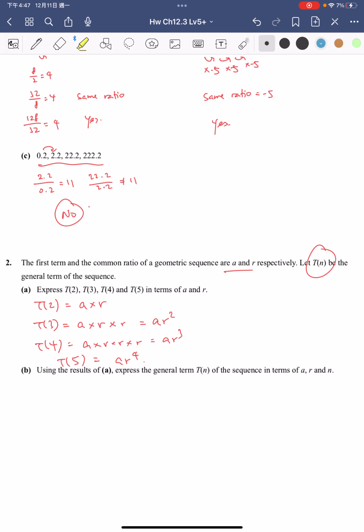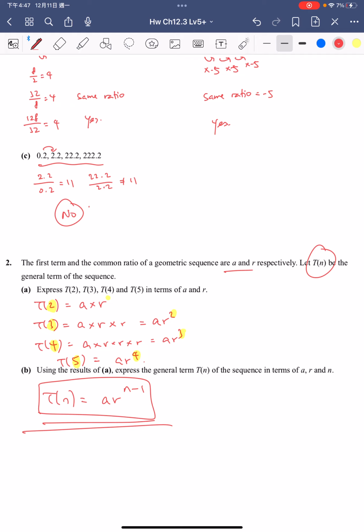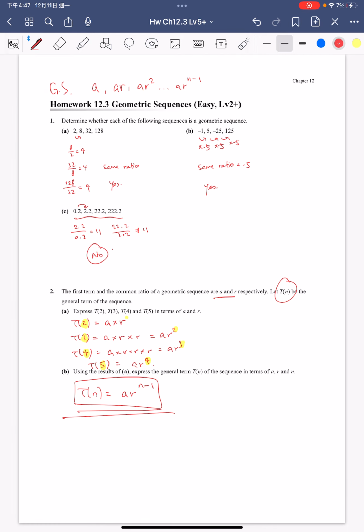As you can see, when this is 2, the power is 1. When this is 3, the power is 2. When this is 4, the power is 3. So when this is 5, the power becomes 5 minus 1, equal to 4. So Tn is going to be equal to AR to the power of n, no, with an n minus 1. Okay, so that's for part B. You have to remember this general term Tn, the nth term of a geometric sequence.